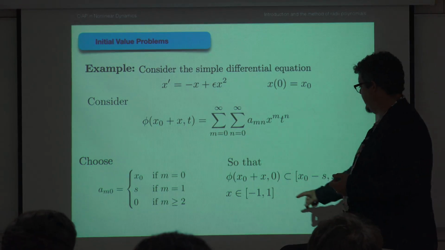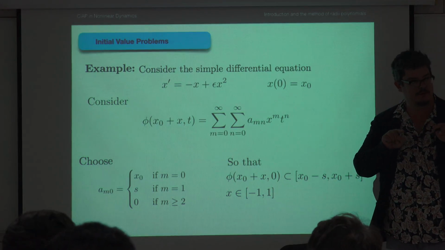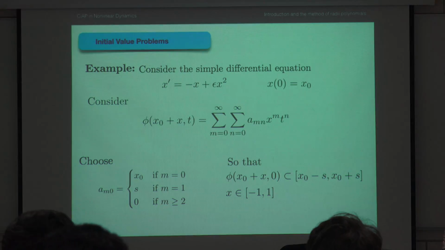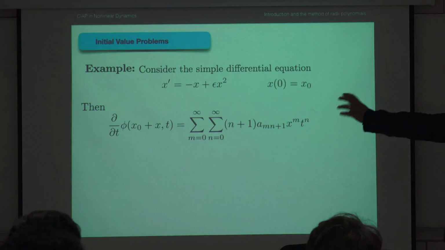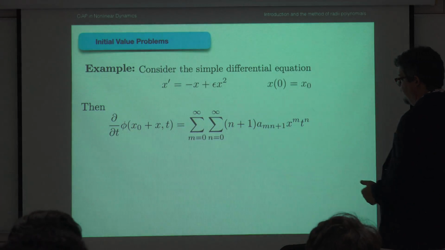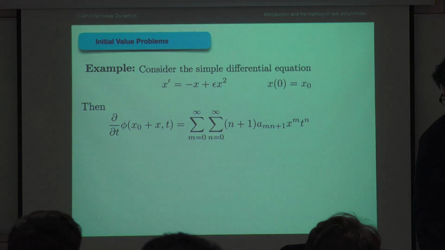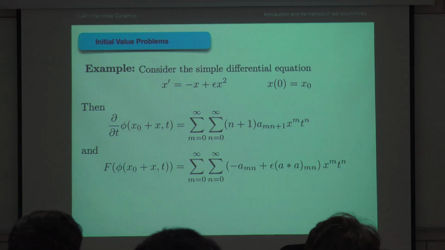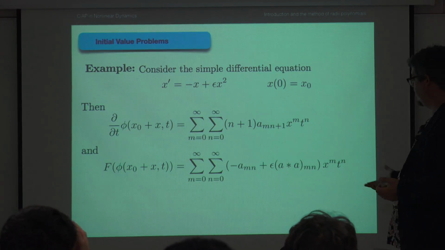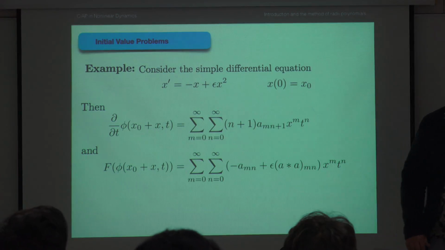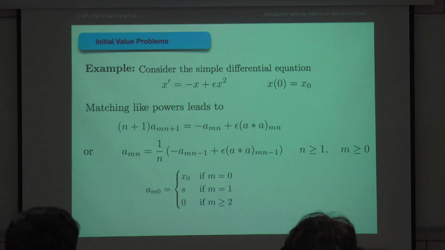So you're going to take x's between -1 and 1 and map them into the interval x0 minus s, x0 plus s. You do the same thing now: you plug the power series into this equation. On the left, you're only taking a derivative with respect to t. On the right, you plug those power series into the differential equation. Now they're power series of two variables, so you're multiplying multivariable power series, but it's just a Cauchy product again. So you match like powers and you get something very similar.